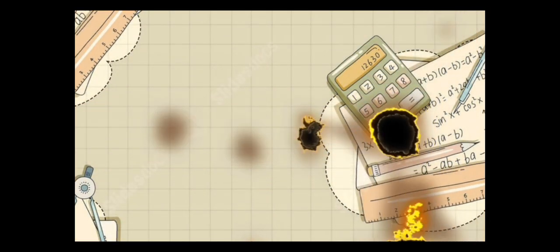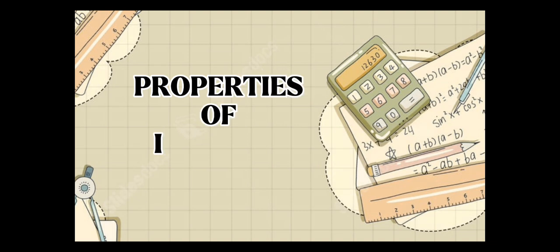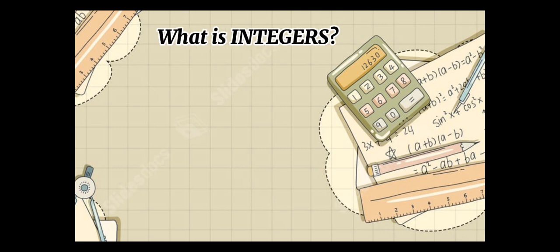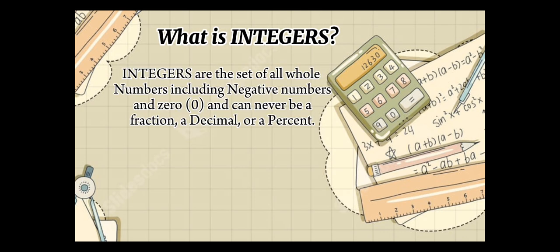Good day everyone! In this video, we're going to learn about some super important rules in math called the properties of integers. First, let us know what integers are. Integers are the set of all whole numbers including negative numbers and zero, and can never be a fraction, a decimal, or even a percent.